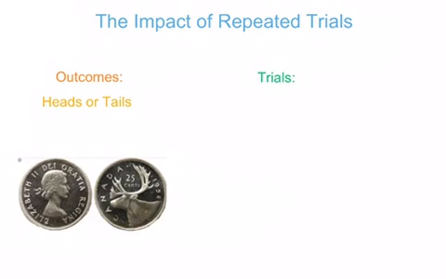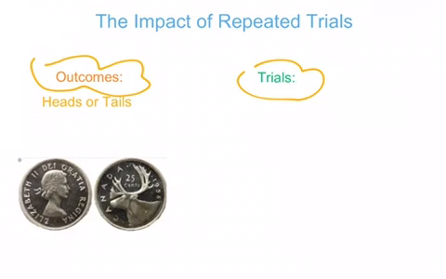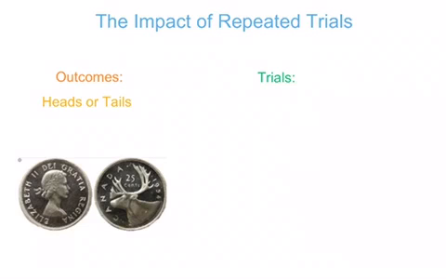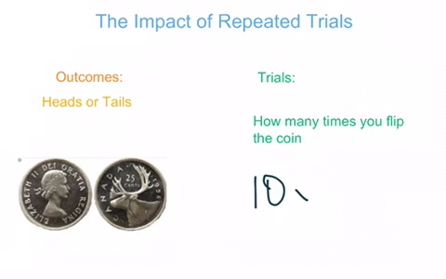So if we are looking at the impact of repeated trials, there's two vocabulary words we need to look at: outcome and trials. So right now we're going to focus on the outcomes part. If you were to flip a coin, you would have two possible outcomes: heads or tails. That's it. Those are your only two options. Trials is how many times you flip the coin. So if I flip the coin 10 times, I would still only have two options each time. Each time I flipped it, I could either get heads or I could get tails.